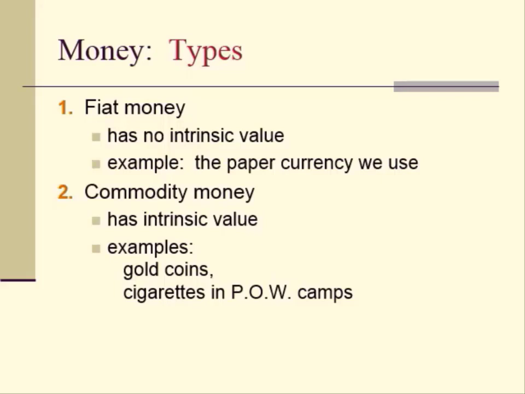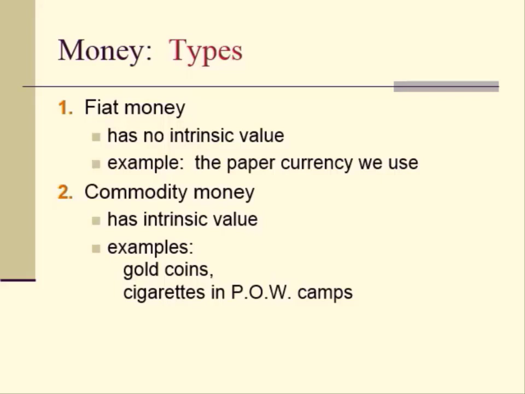Another example of commodity money is cigarettes in POW camps. In prisoner of war camps during World War II, cigarettes emerged as a form of commodity money. That is, prisoners used cigarettes to trade the goods they received in Red Cross parcels because this eliminated the need for a coincidence of wants before trade could take place.